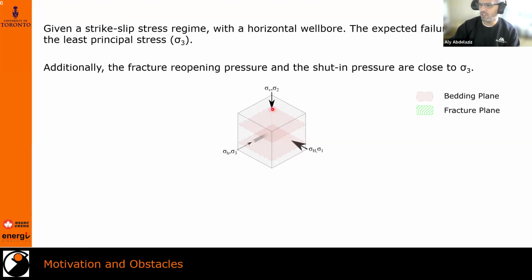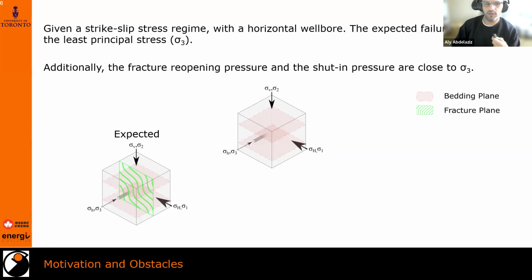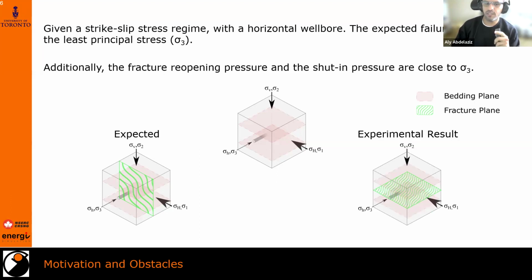So this is the experimental setup that we have. Sigma 3, it's horizontal wellbore. Sigma 2 is your vertical stress. And then we inject water, or however you wish to stimulate your rock. We are expecting, based on conventional theory, that it will break against sigma 3, or it will fracture against sigma 3. However, consistently in our results, we found that it was fracturing against sigma 2.